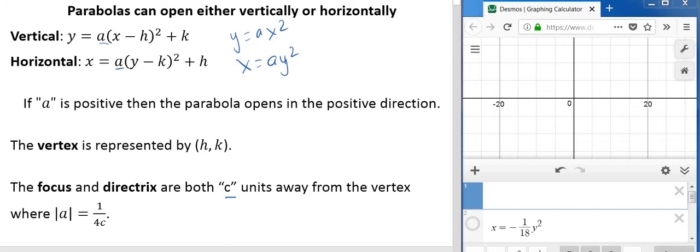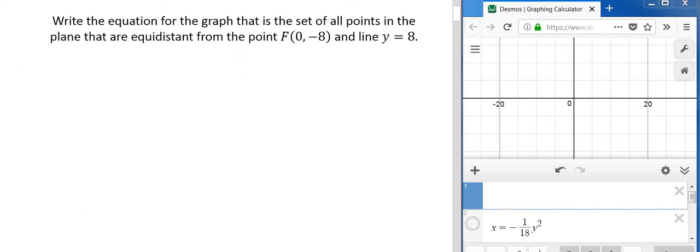Let's go look at a few examples. Write the equation for the graph that's the set of all points in the plane, that just tells us we're dealing with a parabola, from the point (0, negative 8) and the line y equals 8. Let's just do a quick sketch. Let's picture that. Where is (0, negative 8)? Oh, it's down here somewhere, right? y equals 8 is up here. So there's our directrix, there's our focus. Well, then the parabola's got to be doing this. So it's opening downwards.